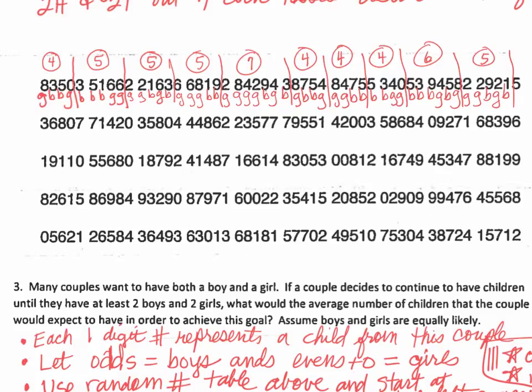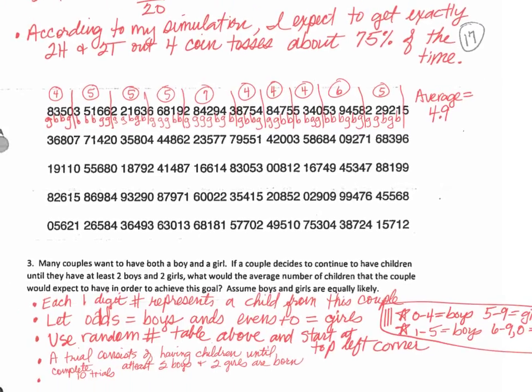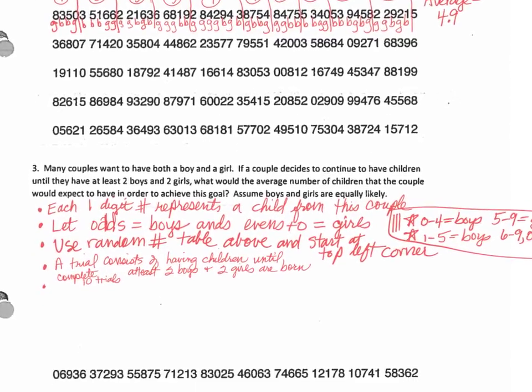Okay, so I want to average all of those together. I'm going to add up those 10 numbers and divide by 10. I add them all up and I divide by 10, and so I get 4.9. So that's the statistic. Get your statistic, because I want to know.